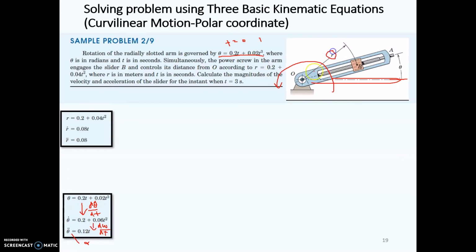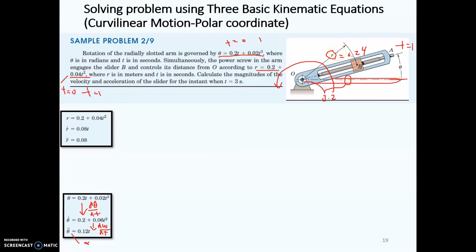The distance between the point O and point B is given by r with the function 0.2 plus 0.04 t squared. So when you substitute t equal to 0, you obtain r equal to 0.2. So in the initial position, your mass B, let's say, is here. So after some time, let's say t equal to 1, substitute inside, you obtain 0.2 plus 0.04, which is 0.24. So at the next second, let's say at here t equal to 1, your radius changes to 0.24.